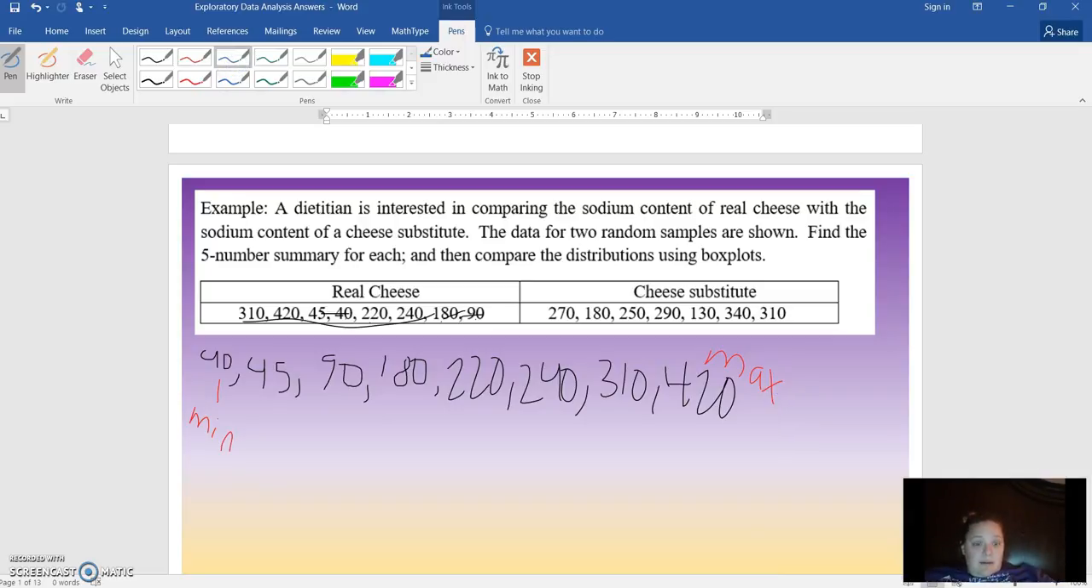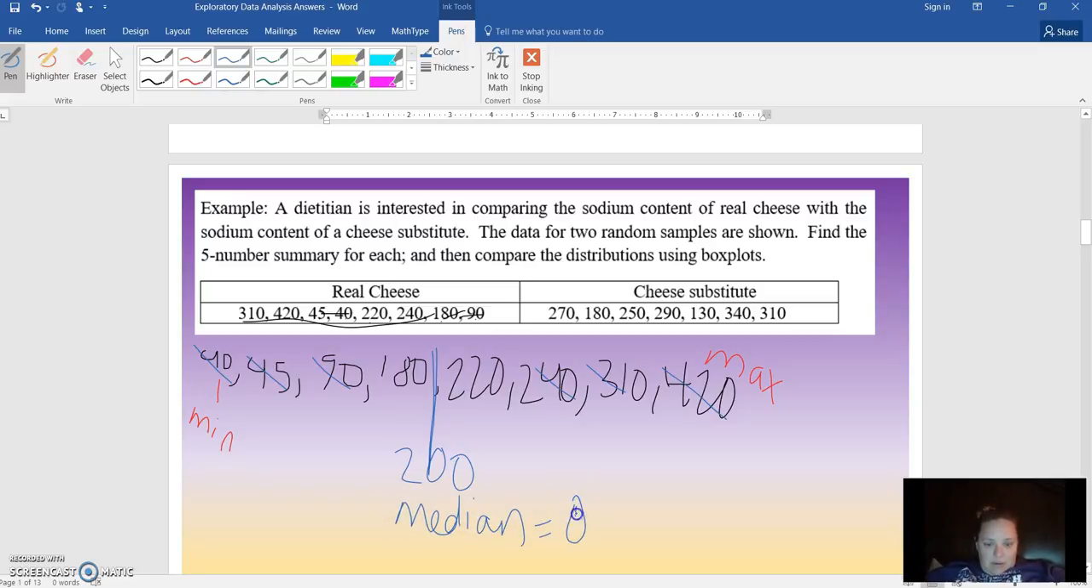Then I'm going to take the data and find the median. The median occurs right here. I'm going to do 180 plus 220 divided by 2, and I get 200. That's my median.